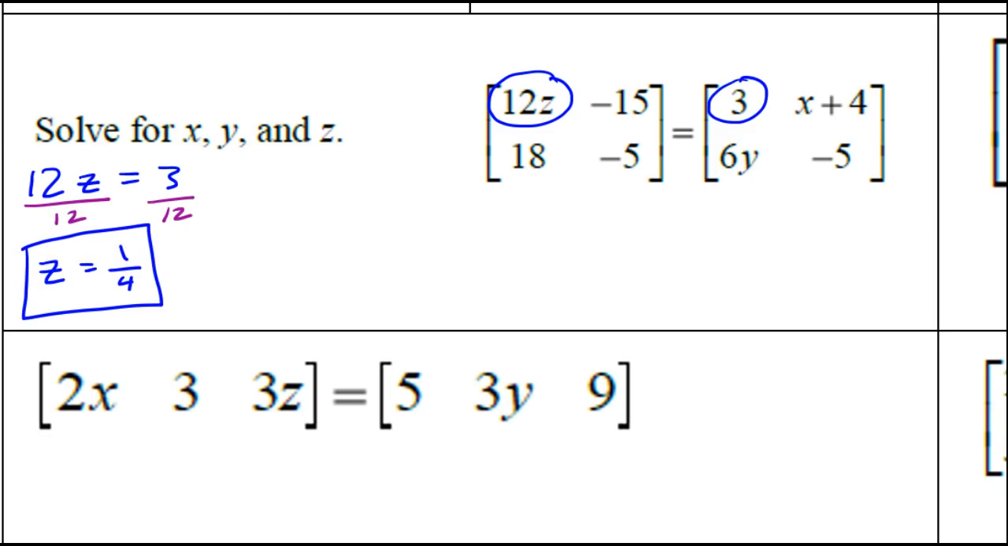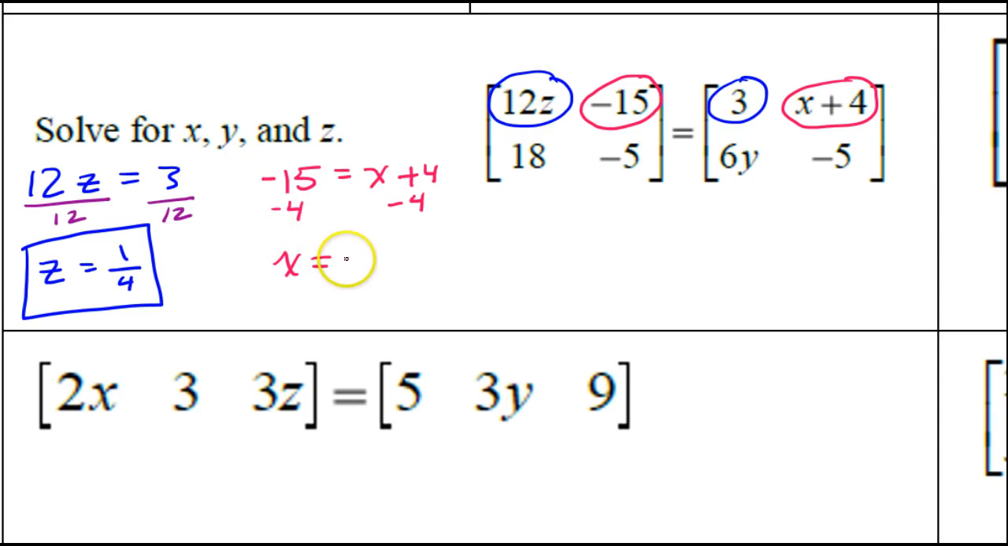All right, similarly, if I want to find x, I can do it by setting these corresponding elements equal to each other. So negative 15 must equal x plus 4. And if I want to solve this, I would simply subtract 4 from both sides. So that tells me that x is equal to negative 19.